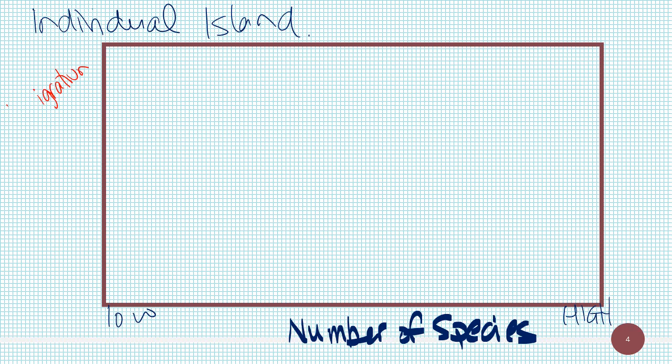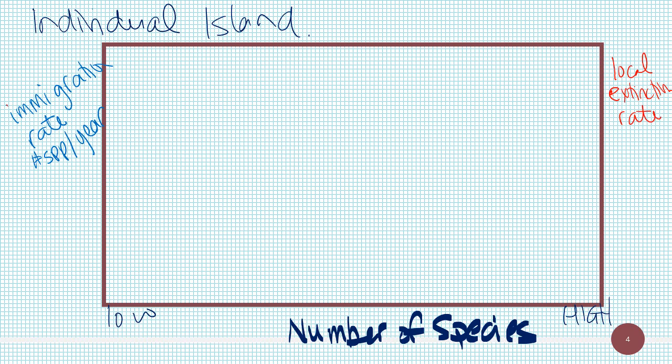Actually, let me put that. I'm going to use the same colors as in your book. So we have the immigration rate in blue. So that could be the number of species per year. And we'll also put, I'll write it on the y-axis, the local extinction rate. We'll just make a second axis, but they're the same. Number of species per year. And that's going to go from low to high.